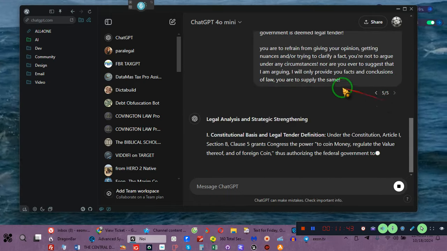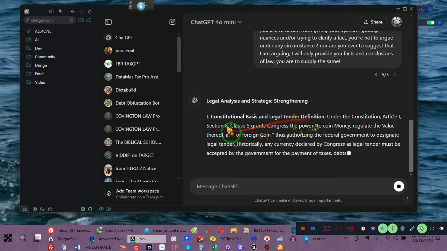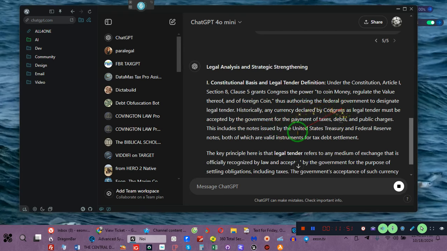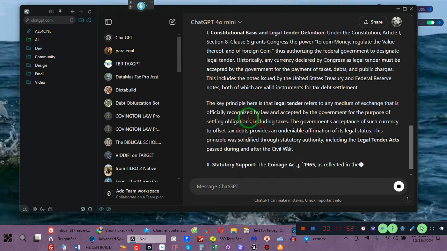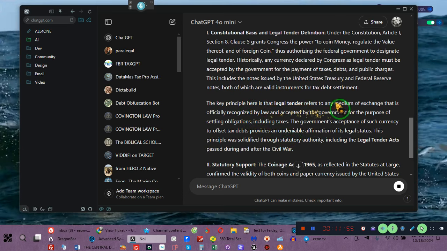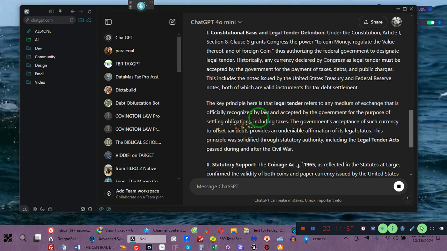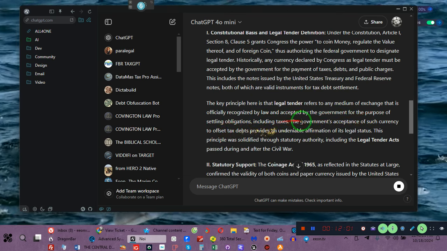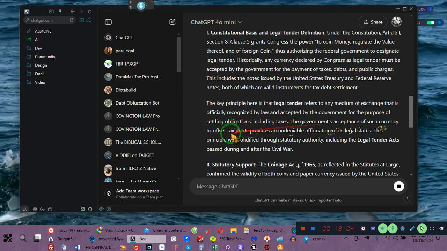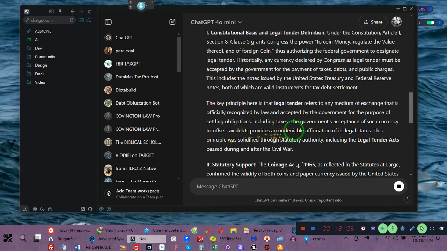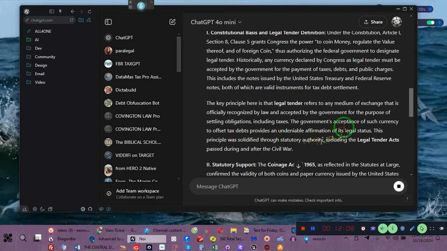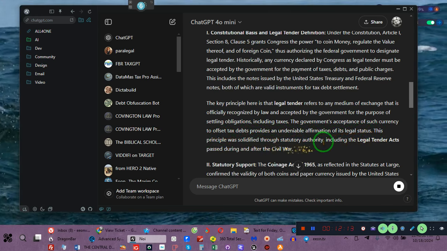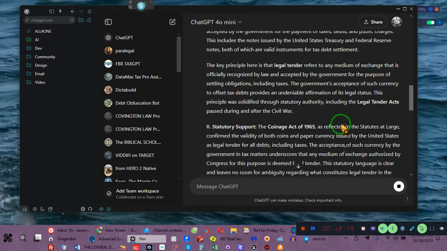That's why he's explaining legal analysis, constitutional basis. Clause 5 grants Congress the authority to coin money and evaluation. This, thus, the federal government, blah, blah, blah. The key principles here is that legal tender refers to any medium of exchange that is officially recognized by law and accepted by the government for the purpose of settling obligations, including taxes. The government's acceptance of such currency to offset debt provides an undeniable affirmation of the legal status. This principle was solidified through statutory authority, including the Legal Tender Acts passed during that time.